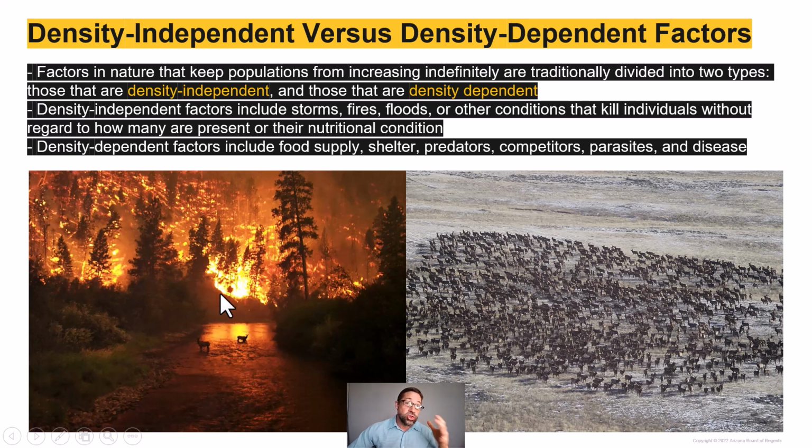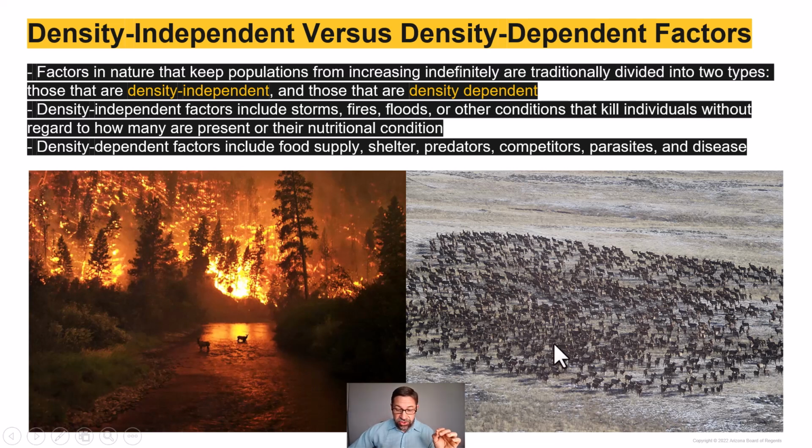These are things like storms, fires, floods, abiotic events that simply don't care about the density of individuals within the population. It's going to kill individuals without regard to how many are present or their underlying nutritional condition.